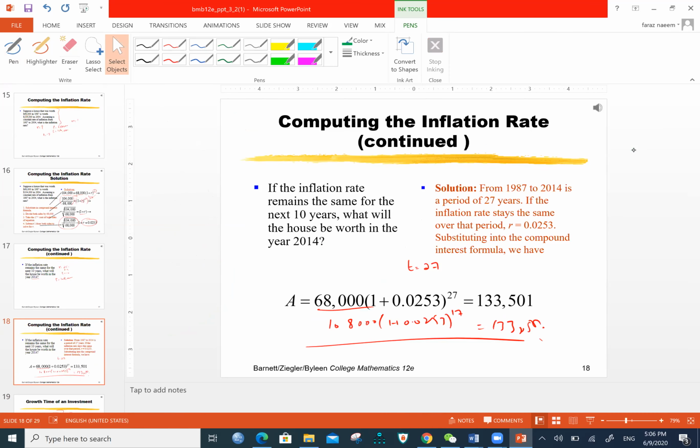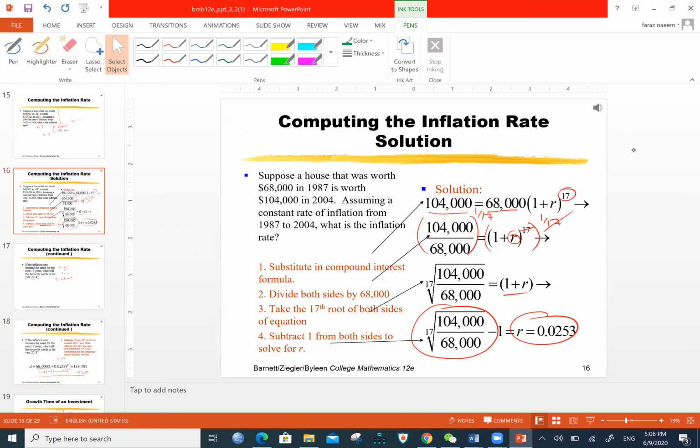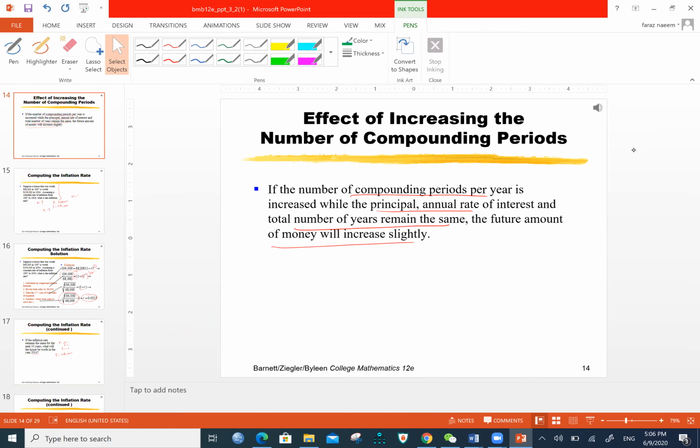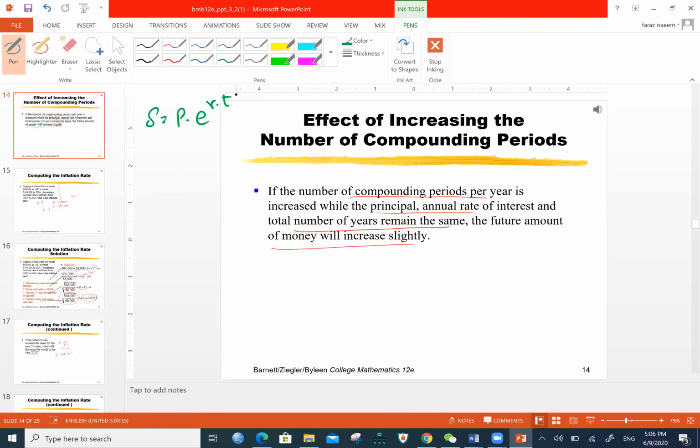Compute interest continuously. In that case, the formula will be S equals P times e raised to the power RT. Before doing this, we solve one more example.